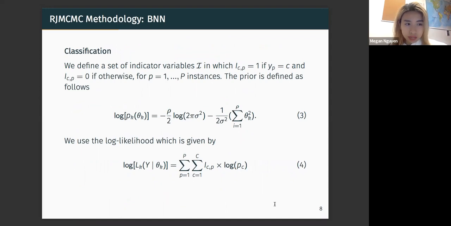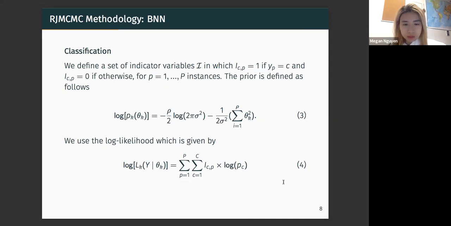While we look at regression problems, we also look at classification problems as well. The idea is that we define a set of indicator variables as one if we manage to predict the category correctly, and zero if we cannot do the correct classification. In this case, the prior is a binomial prior, and this is the function for it, and the log likelihood is given by equation four.